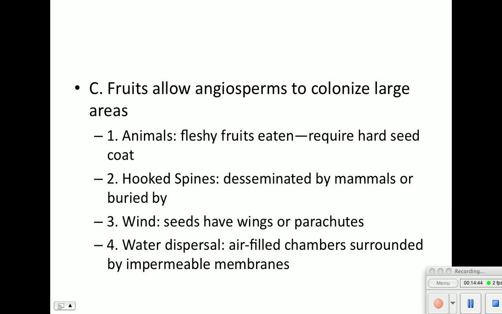Okay. We all know that fruits are a great adaptation so that the angiosperms can colonize large areas because animals like fruits. They'll eat it. They'll ingest the hard seeds. The hard seeds are protected, and then they'll excrete it at the other end. Some fruits have hooked spines, and so as you brush by, they'll hook onto you, or they'll hook onto the mammal's fur, and then sometimes they'll get buried by the organism, or they'll fall off. We have wind, we've talked about seeds with wings or parachutes, and there's also water dispersal. Coconuts are actually dispersed by water, they float.